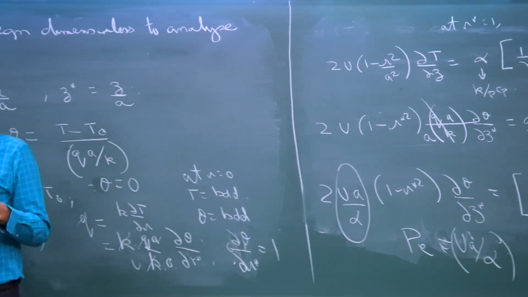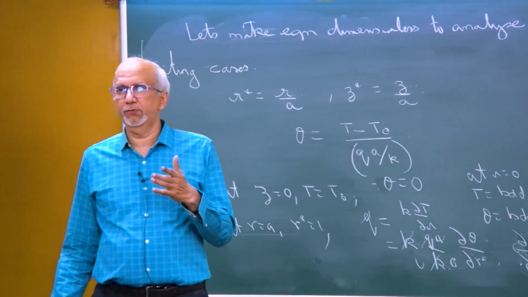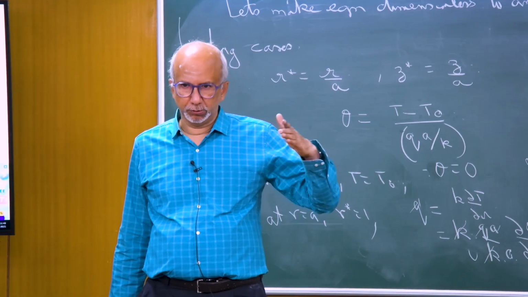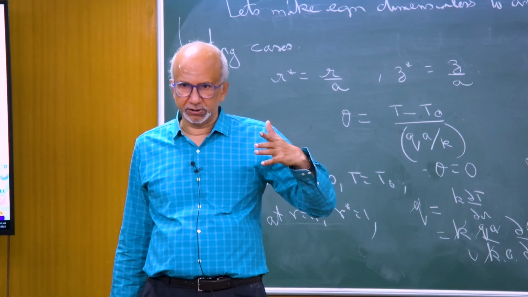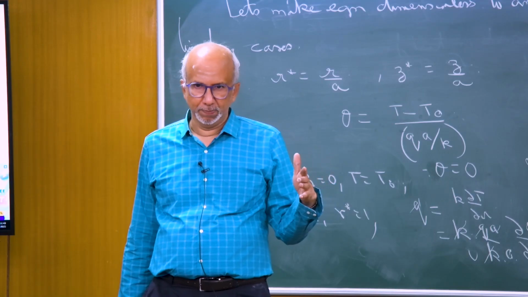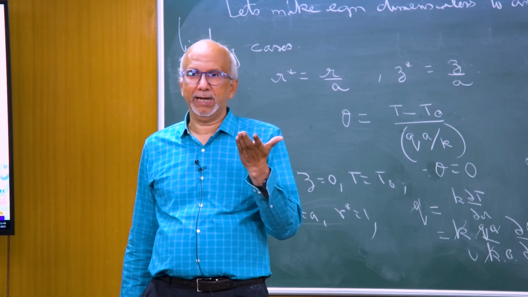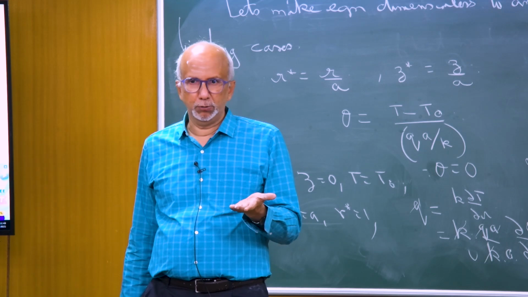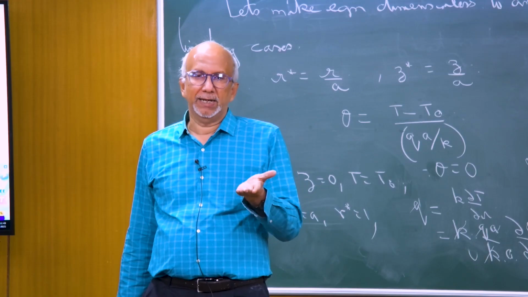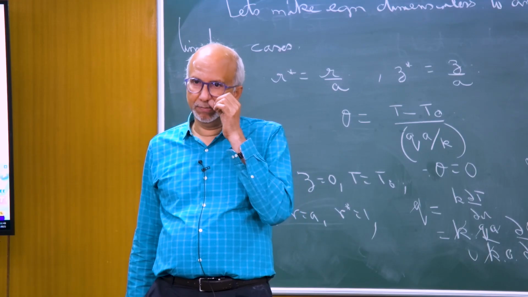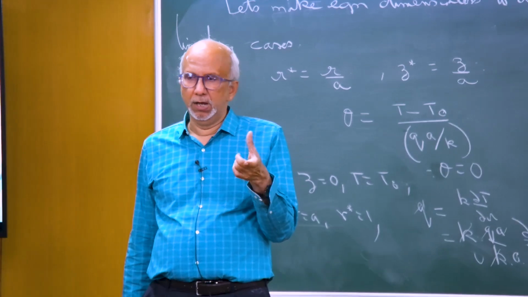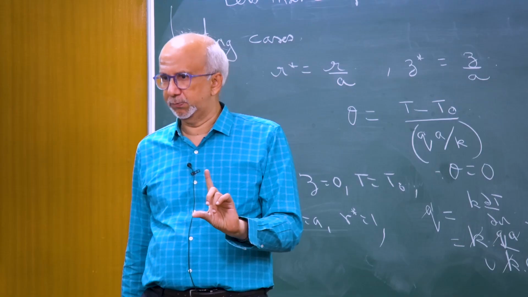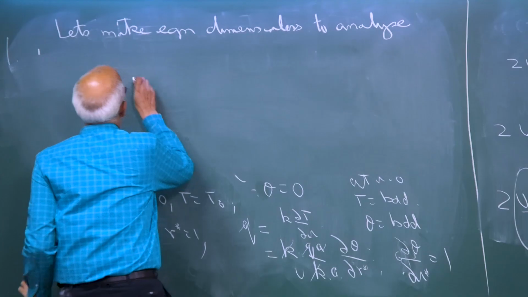So you can think of Peclet number as the ratio of two things. One is the convective transport, because u is velocity, it talks about convective transport. Alpha is k by rho Cp, it is thermal diffusivity. So basically it talks about conductive transport. So Peclet number basically is a measure of how important is convective transport over conductive transport.